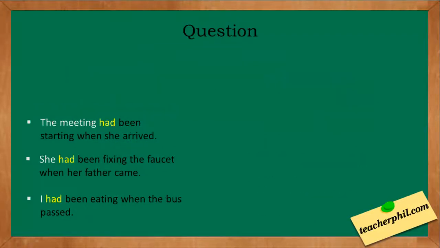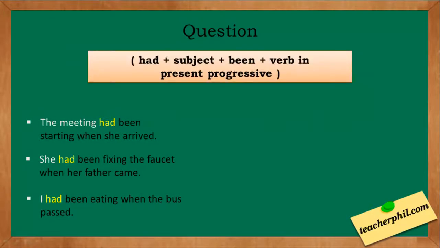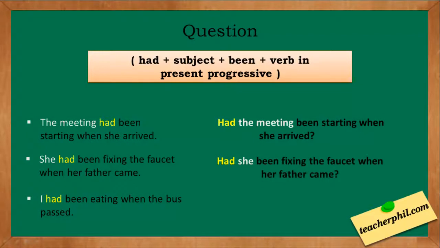For the questions, we simply follow the pattern had plus subject plus been plus verb in present progressive. Examples: the meeting had been starting when she arrived. Had the meeting been starting when she arrived? She had been fixing the faucet when her father came. Had she been fixing the faucet when her father came? I had been eating when the bus passed. Had I been eating when the bus passed?